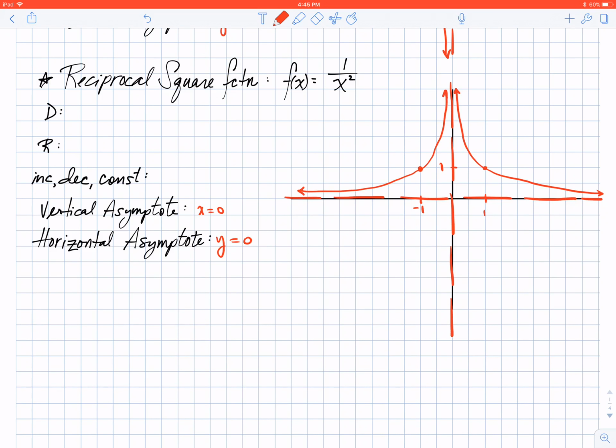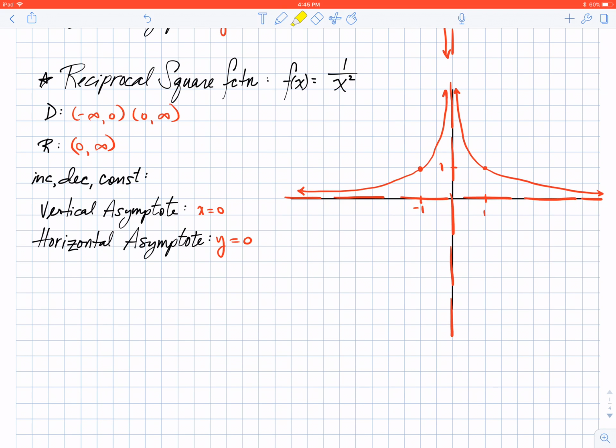So as I'm looking at my domain from left to right, we have from -infinity to 0, hop over the 0, pick up again 0 to infinity. My range, however, is different. There's nothing at the bottom of the graph. My graph doesn't begin until I hit 0, and from 0 to infinity.